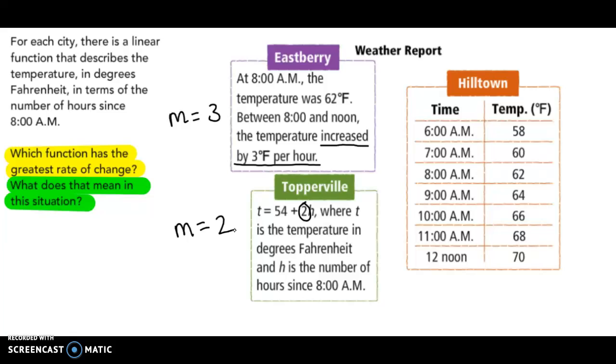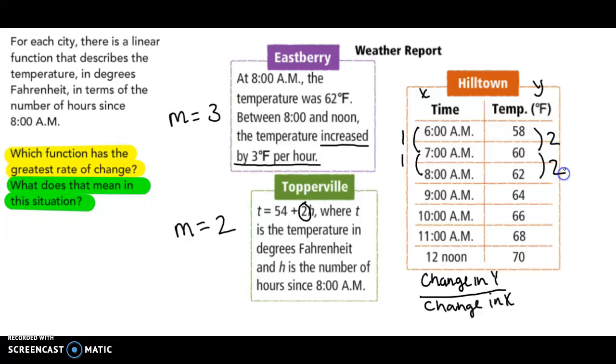The last one, Hilltown, think about your table. It's always the change in y divided by the change in x. So look at your time, which represents your x values, and your temperature is your y. The change from each one for time is 1. The change for each one of the temperatures is 2. So the change in y, which is 2, over the change in x, that is 1. So 2 over 1 is 2.